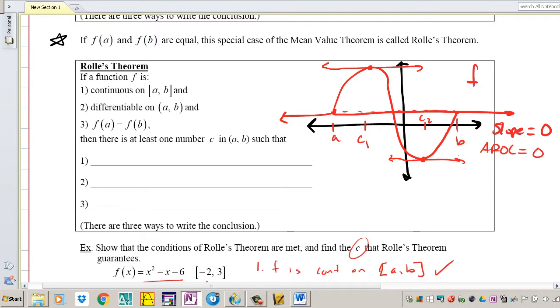So here is Rolle's theorem. Rolle's theorem says if the function is continuous on A to B and differentiable on A to B, and the third condition says if f of A and f of B are the same height, then there exists at least one c in A to B such that the derivative at some c is equal to 0. And that is Rolle's theorem.